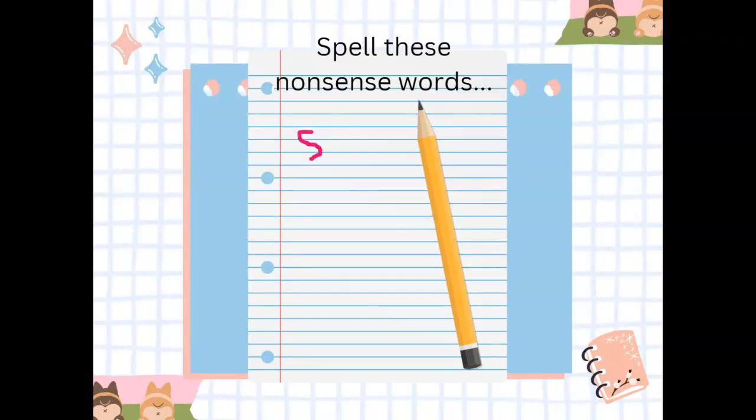We know that sh sound is S-H. What's the vowel sound? Is it i or eh? Shib. It's i. And then that final consonant, b. Shib. How'd you do? Next one, tep.